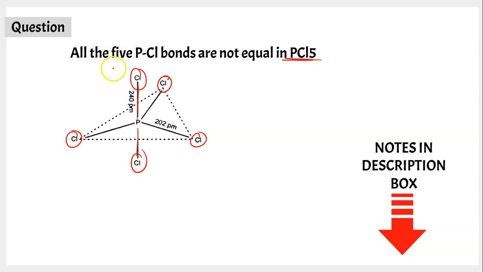So coming back to the question, all the 5 PCl bonds are not equal in PCl5 due to the arrangement of chlorine atoms according to the structure, and this arrangement happens in order to maintain maximum stability in the molecule. The 2 bonds which are axially arranged are lengthier than the remaining 3 bonds which are equatorially arranged. I hope you could understand this.